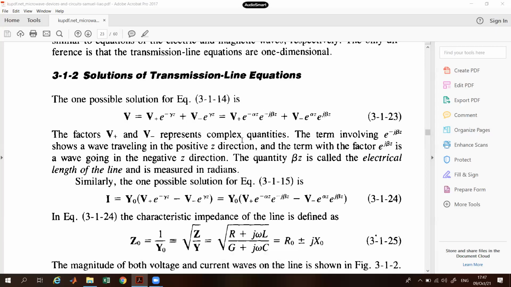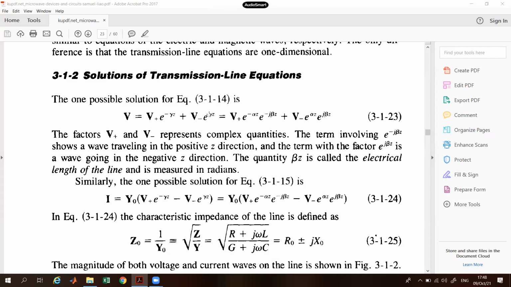Now, if you want to find the solutions of the transmission line equations, one possible solution is that the voltage is V equals V plus e raised to the power minus gamma z plus V minus e raised to the power plus gamma z. Or you can say it is equal to V plus e raised to the power minus alpha z e raised to the power minus j beta z plus V minus e raised to the power alpha z e raised to the power j beta z.